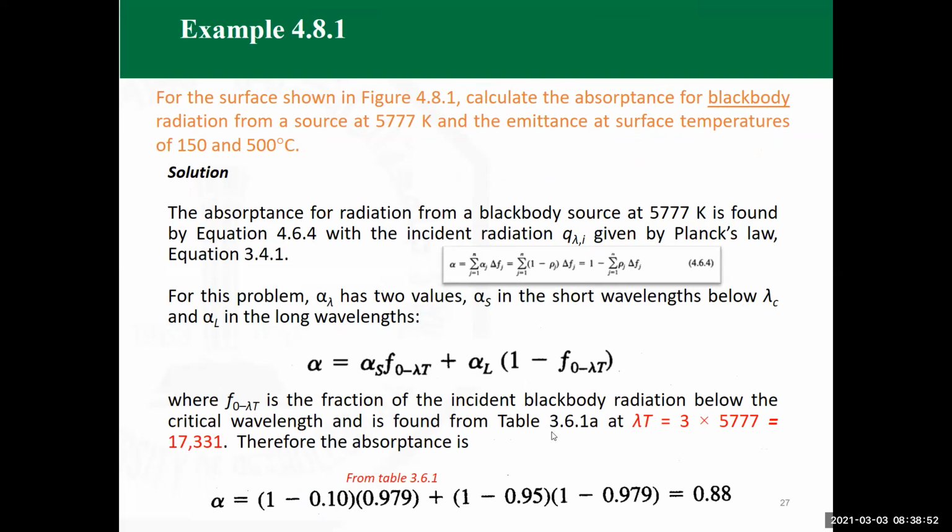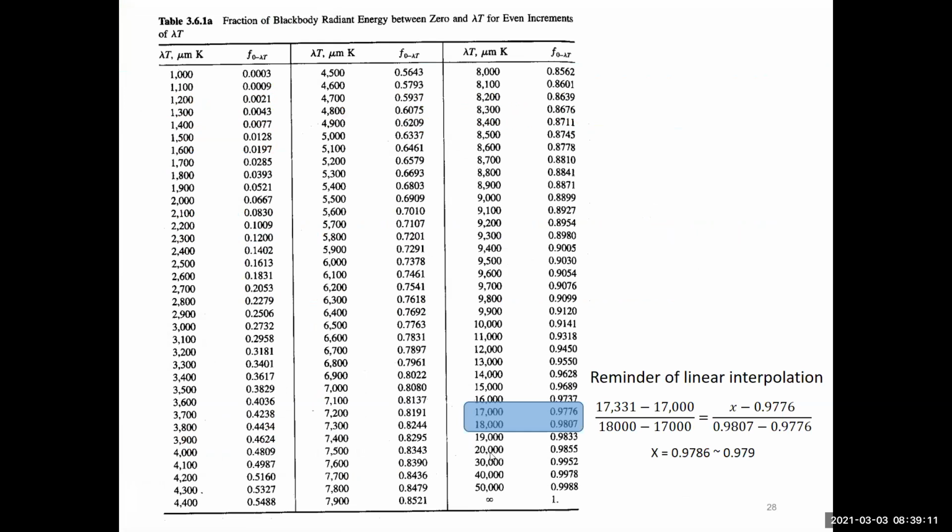So for lambda equal to 3 micrometer and a temperature of 5777, the value of lambda T is 3 times 5777, which is equal to 17,331. For a value of lambda T equal to 17,331, we go to the table and you'll find that we don't have this value specifically, but we have 17,000 and 18,000. And this is why we need to do some sort of linear interpolation.